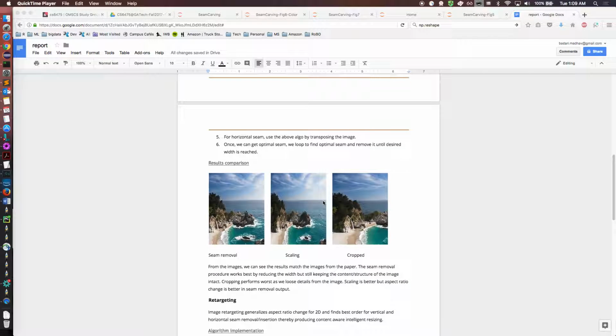The results from this process are pretty similar to that of the paper, where the seam removal works the best, followed by scaling and then cropping. Cropping loses some content in the image.